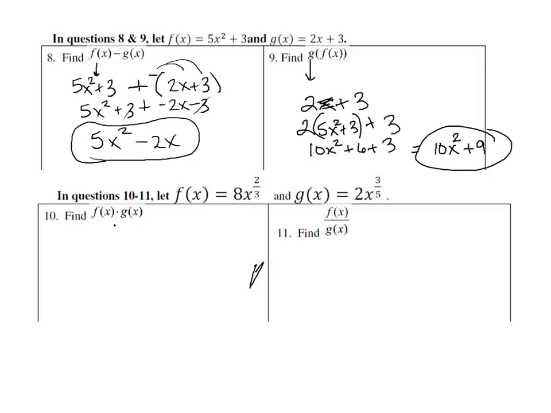Again, it's multiplication. So we're going to take the f problem and times it by the g problem. Okay, first of all, 8 times 2. That's 16. Now we have x to the 2/3 times x to the 3/5.